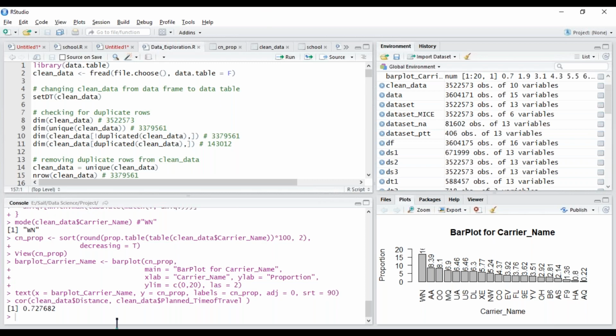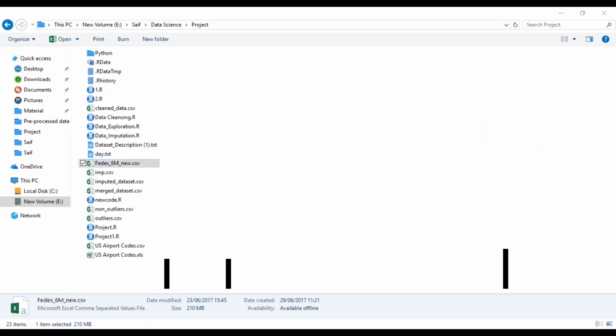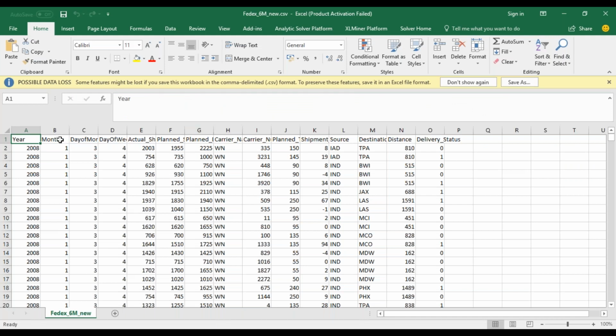So I have a data set. Let me show you. This is the data set. Is it opened? Yeah. So the data set was in this format, friends. The data set that you're looking at was in this format. You have got year, month, day of week, actual shipment time, planned delivery time. You have got the carrier names, number, planned time of travel, shipment delay, source, destination, the places, distance in miles, and delivery status, which we have to identify, which we have to predict. So this was only for 2008 data.